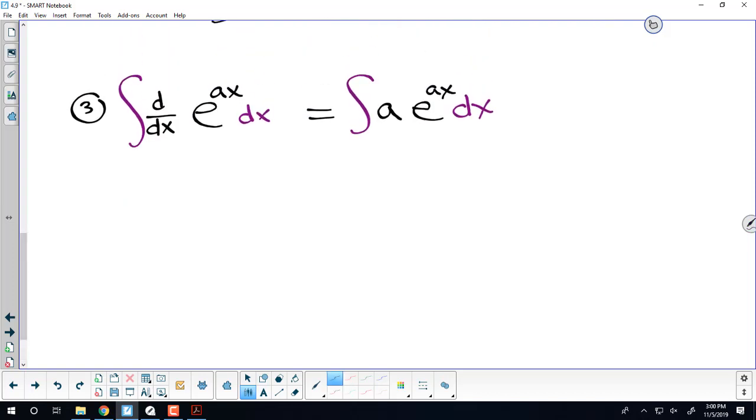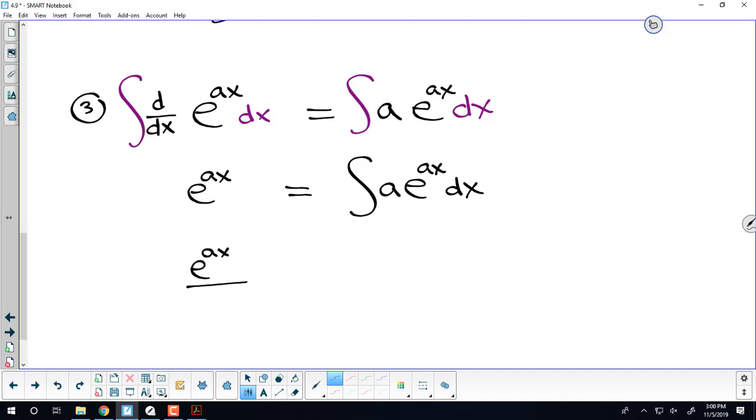The antiderivative of the derivative here just leaves us with e to the ax. It's the antiderivative of a times e to the ax dx. And then I divide both sides by a. I have the antiderivative of e to the a times x power is e to the ax divided by a.